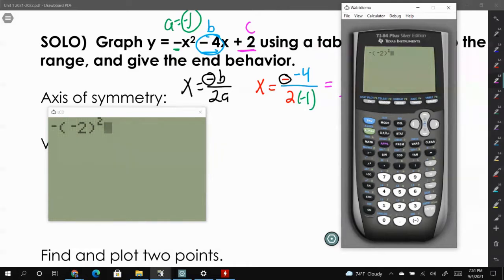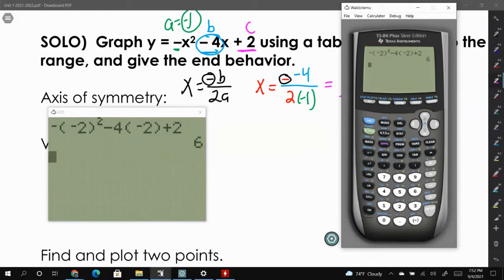Again, those negative signs can give you the completely wrong answer. So that negative in front of x is there. And then x is -2, so I put -2 in parentheses. Then we have minus 4x. X, again, is -2. Let me put that in parentheses. Plus 2.